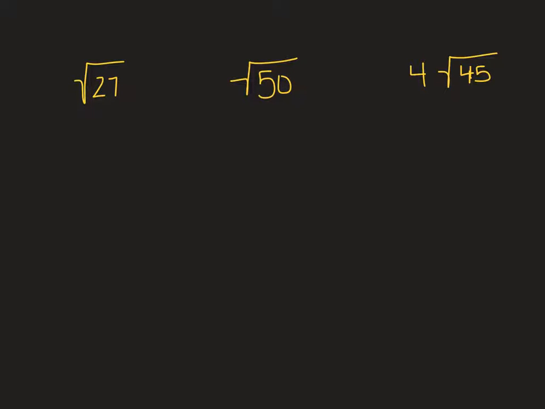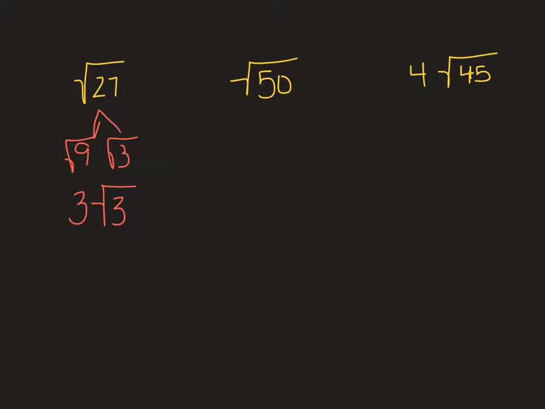So in 27, I know that it has a perfect square of 9 because 9 times 3 is 27. The square root of 9 is 3, so that comes outside the radical, and you're left with a 3 on the inside. I know I'm done because the 3 on the inside is a prime number and there's no perfect squares in it. All right, next problem. See, these are so fast.